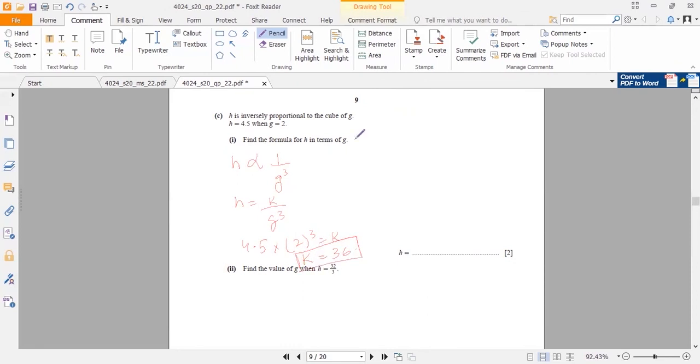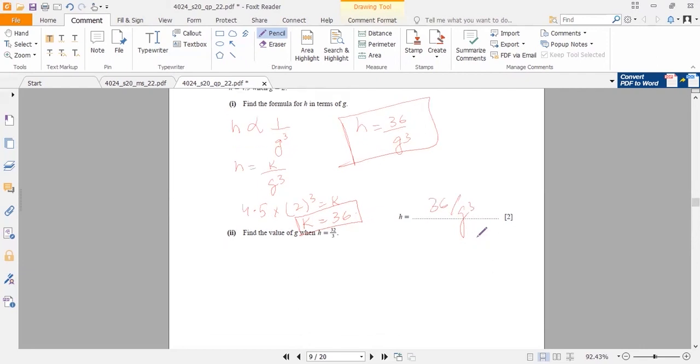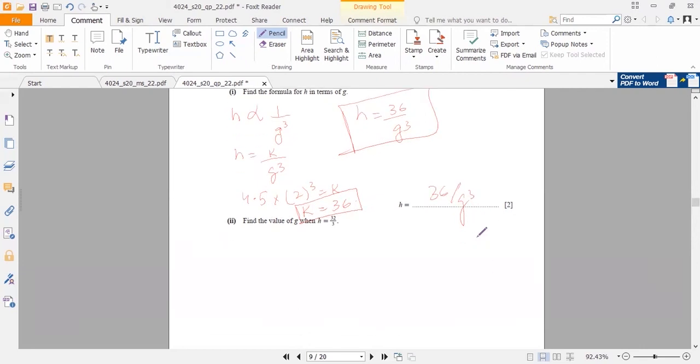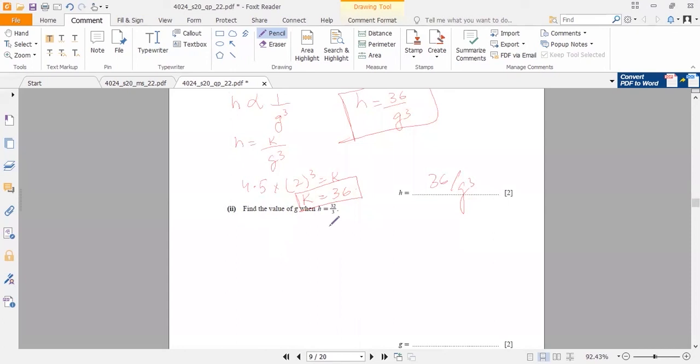This is the value of k. So now our equation will become h equals 36 upon g cube. So you can write it over here as well. Now find the value of g when h is equal to 32 upon 3. So we need to find out the value. If we put the value of h, that is 32 upon 3, it equals 36 upon g cube.